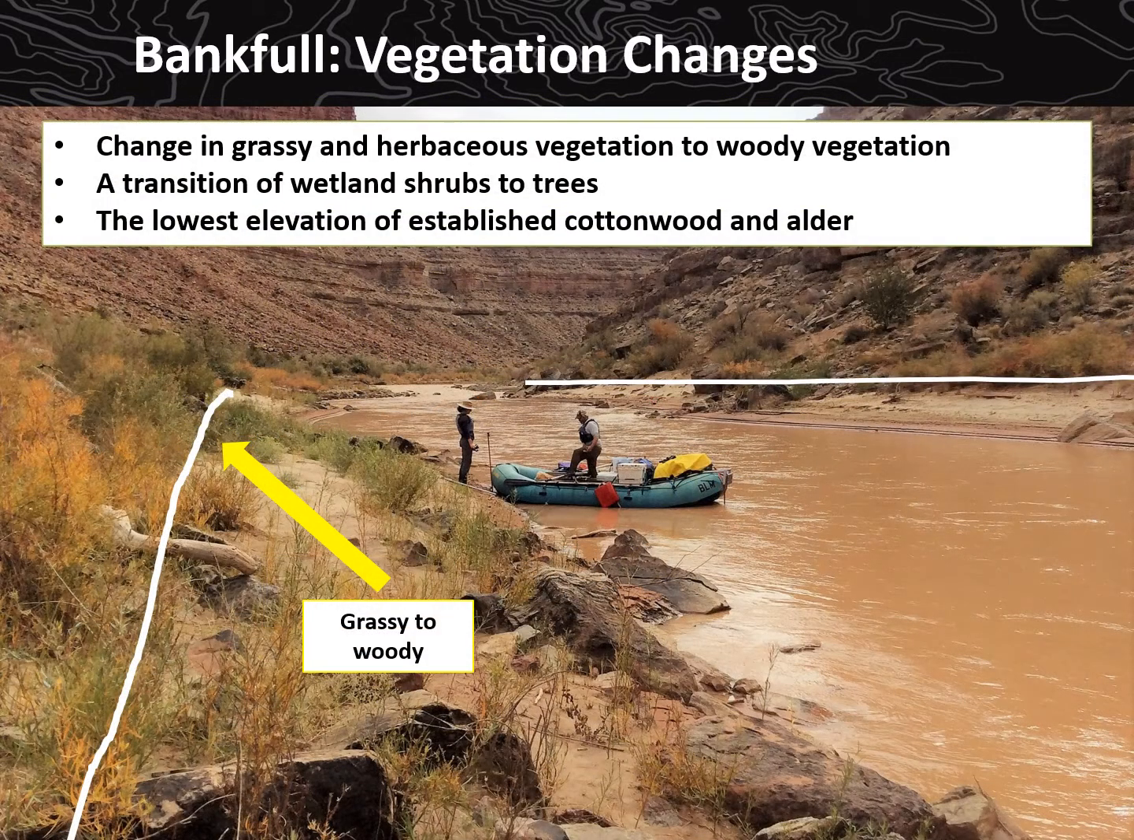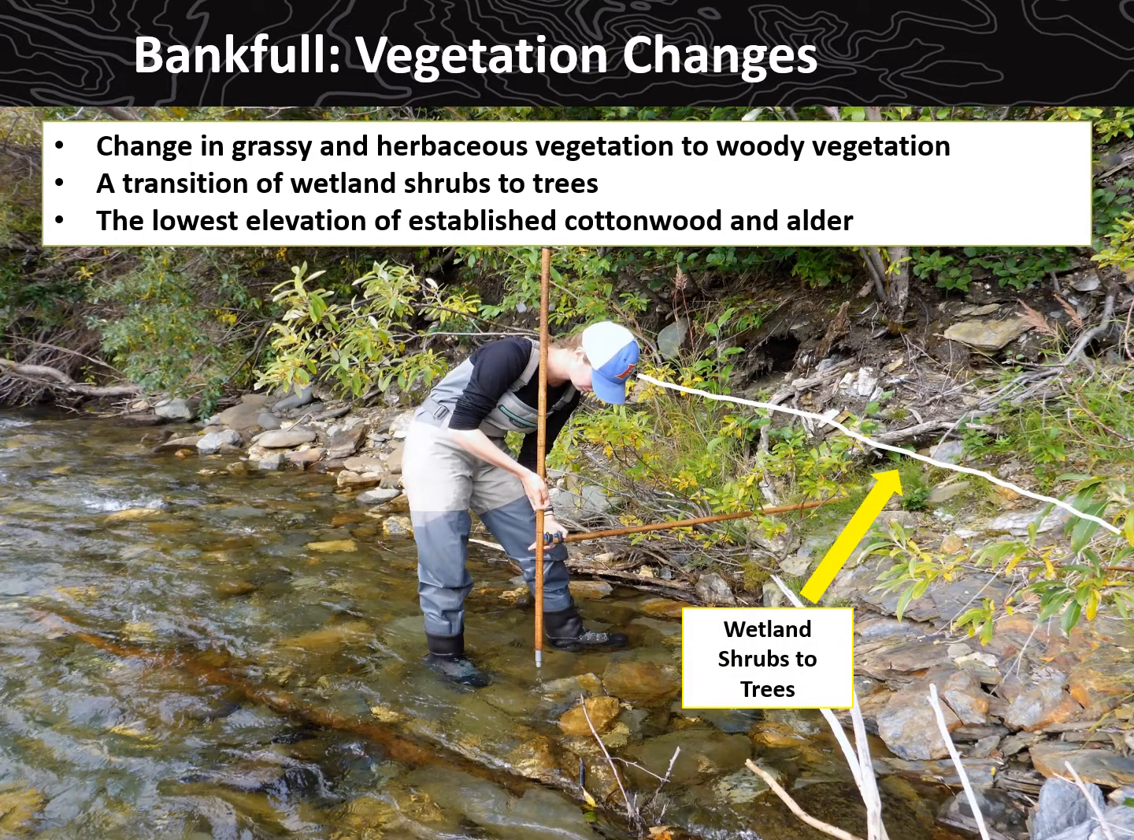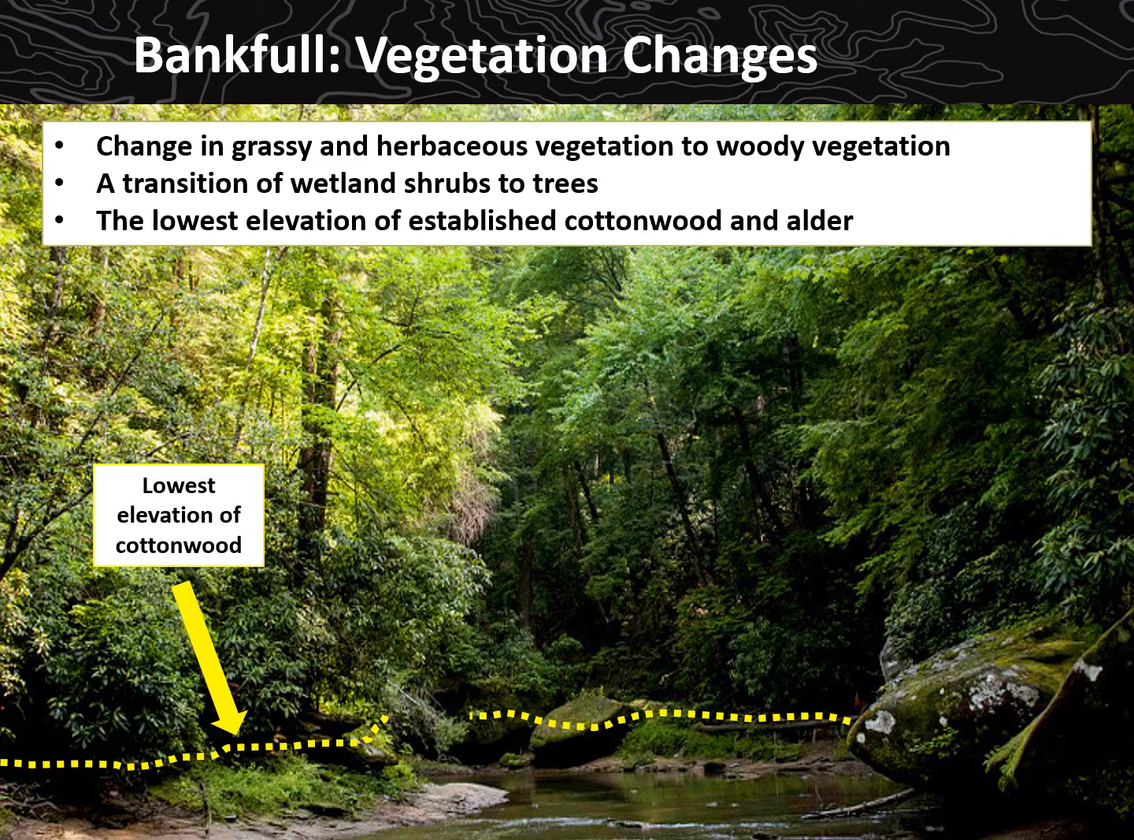In some streams, bankfull can also be identified by a change in vegetation. This can look very different in each system, but usually presents as either a transition of grassy and herbaceous vegetation to woody vegetation, a transition of wetland shrubs, such as willow and dogwood, to trees, or is the lowest elevation of established cottonwood and alder trees.